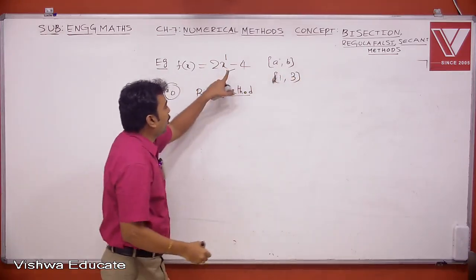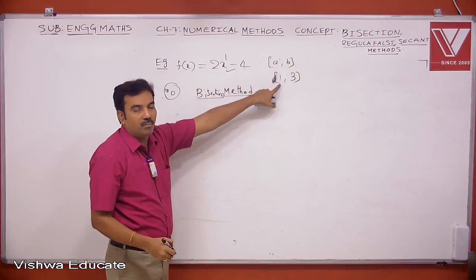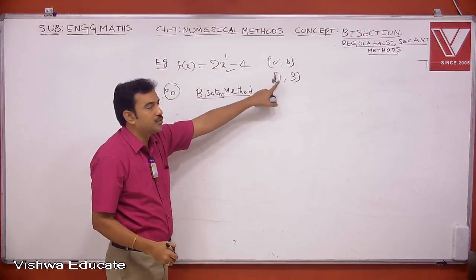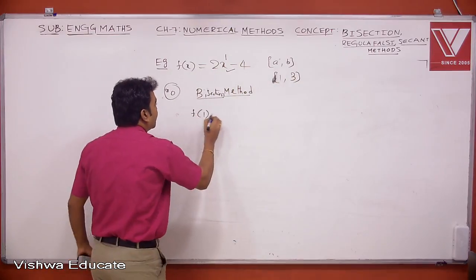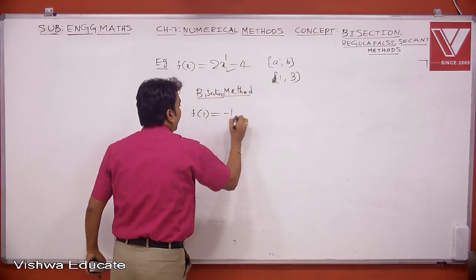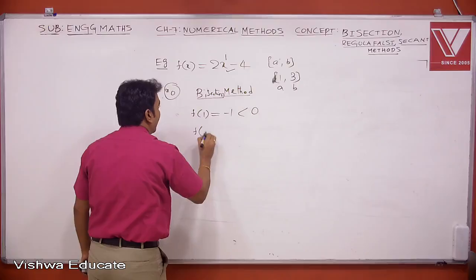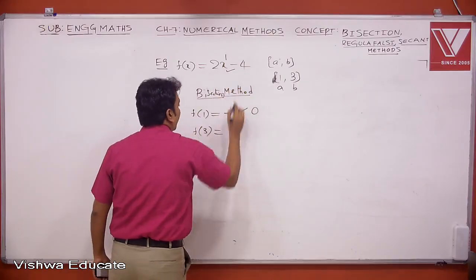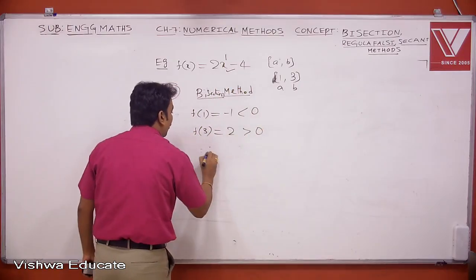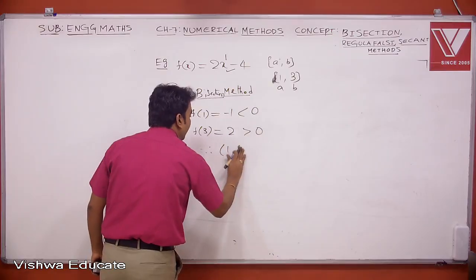Now this is a polynomial function. It is continuous in this interval because all polynomials are continuous. Here f of 1 is 2 minus 4, which is minus 1, negative. This is a and this is b. f of 3 is 2 into 3, 6, minus 4, which is 2. So the root lies in the open interval 1 comma 3.